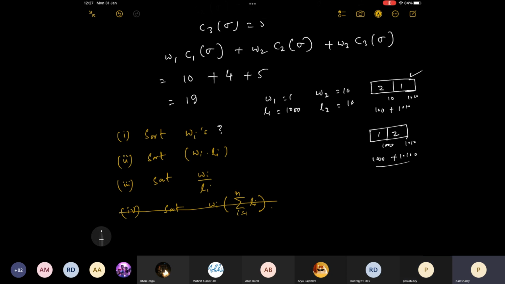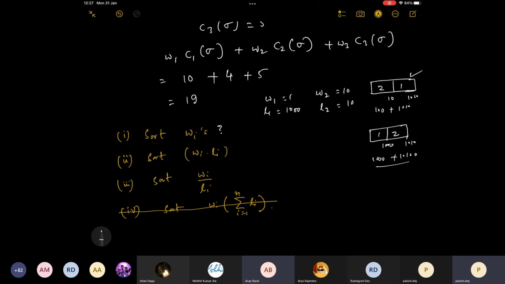Yes, sir. The completion time is summation of Li up to the ith point. So the one with the minimum Wi will give us the minimum result for Wi into the summation of Li. No, I'm not getting it. So are you proving that this first approach is correct? First, tell your answer. Is it correct or not correct? I think it's correct.